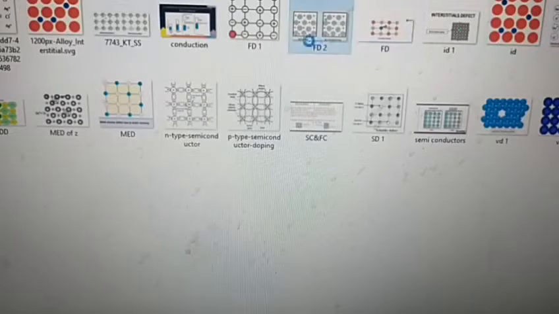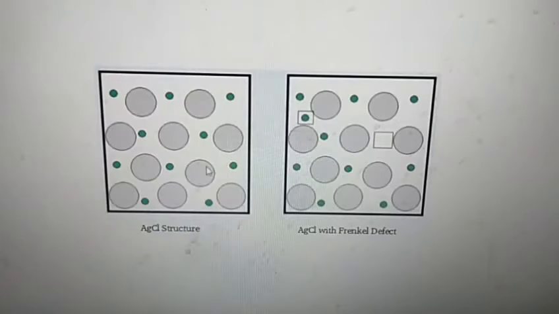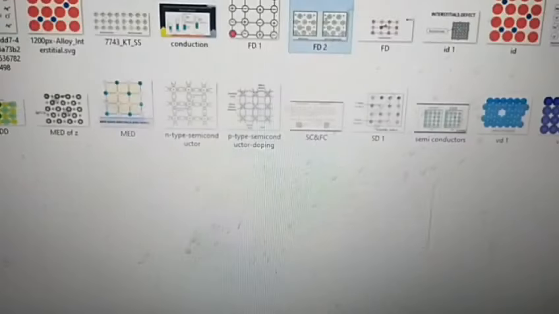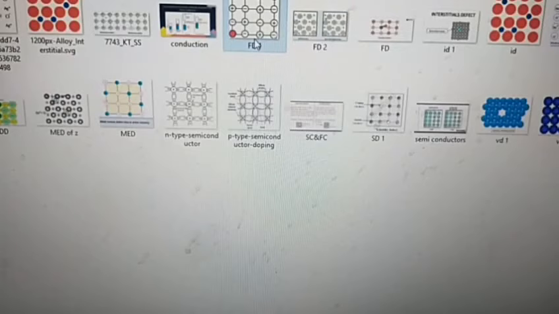See, this is also the best example for Frenkel defects. Silver chloride, general structure, and silver chloride with the Frenkel defect. Now see here, actually this position should be here, but what happened practically, it moves here. That means here a vacancy position is created and here an interstitial defect occurs. So such type of defect is called a Frenkel defect.